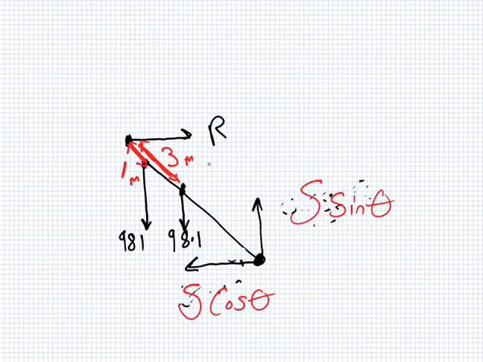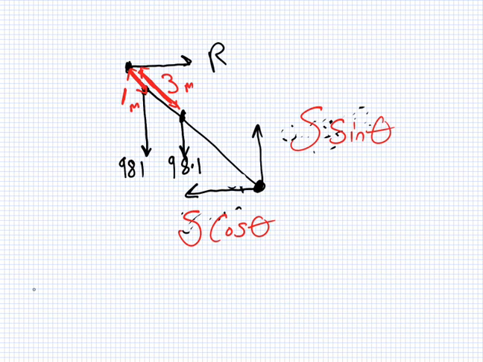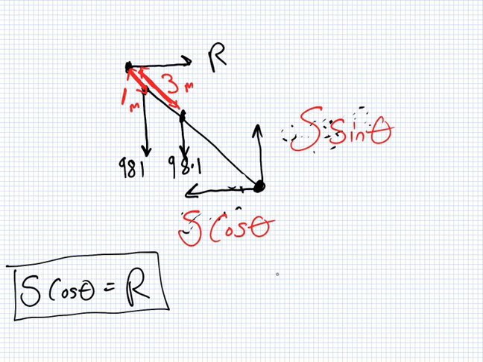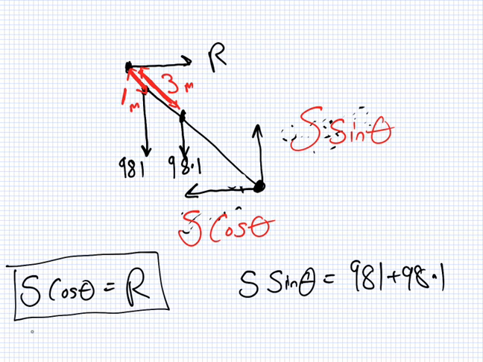Okay, now we can start. So same ideas. S cos theta equals, and S sine theta equals 981 plus 98.1. Can you add these two together, please? The 981 plus 98.1. 1079.1. Okay. And that's for S sine theta.